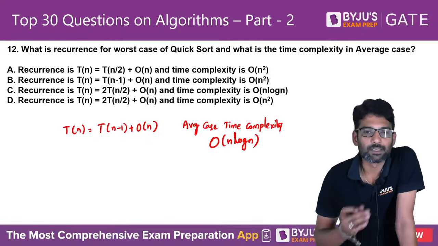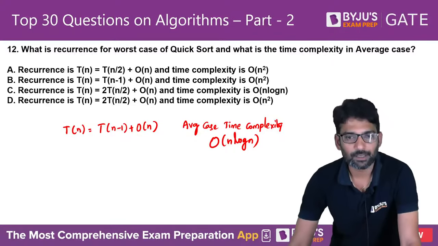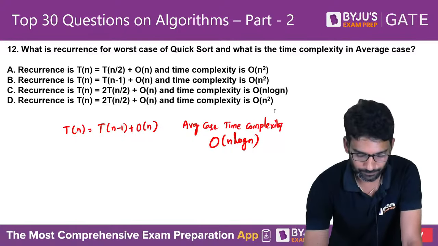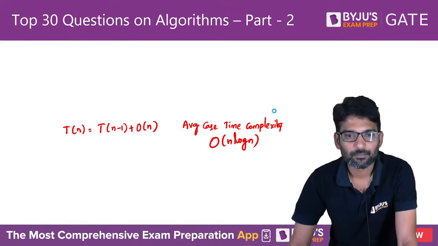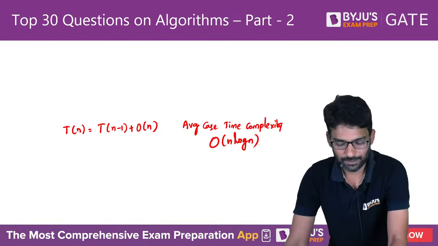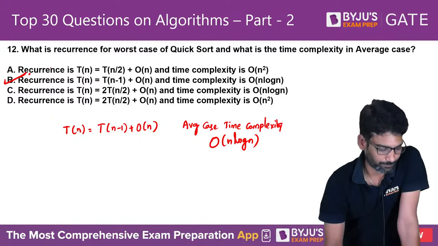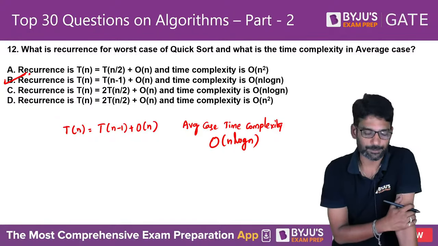So I think the second option must be big O of n log n. Option B only has the correct recurrence relation, right? So option B is the right answer. Worst case n square, right?